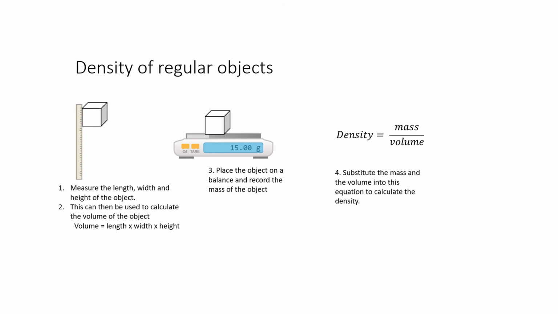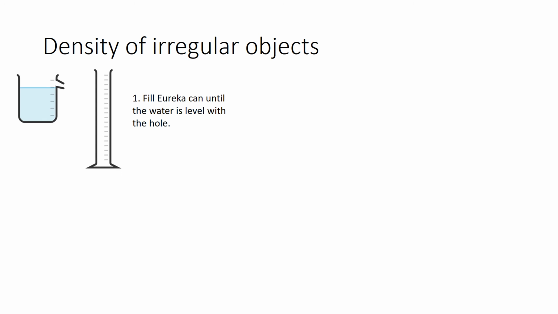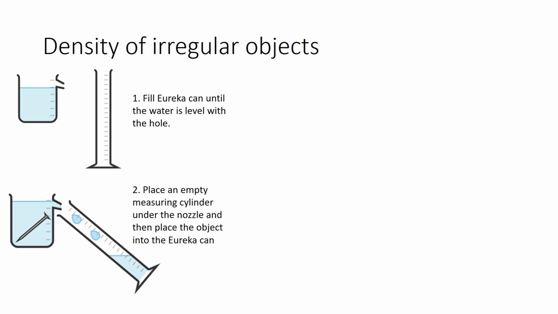What happens if it's not a regular shaped object? In the earlier video, they showed you a different piece of equipment called a Eureka can. So our next method will explain to us how to use that Eureka can. First, we need to fill the Eureka can until the water is level with the hull. Then we need to place an empty measuring cylinder under that nozzle and then place our object into the Eureka can. As you can see in this image, water will be displaced into the measuring cylinder.